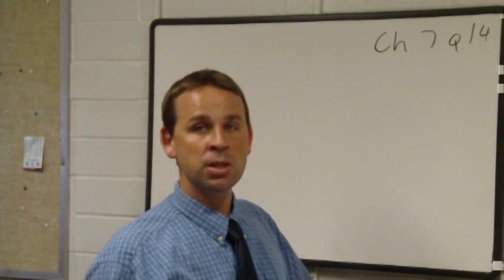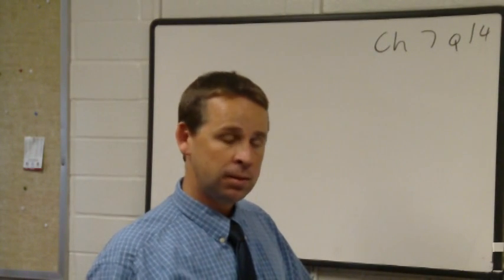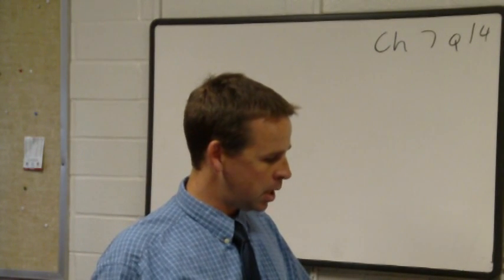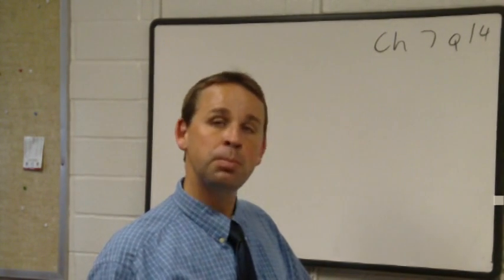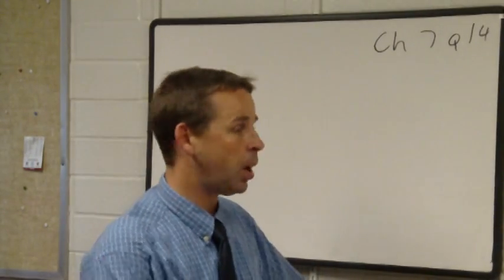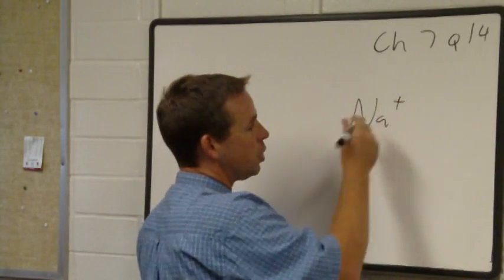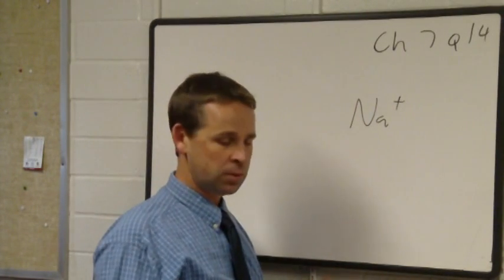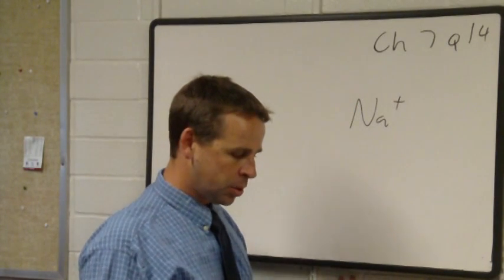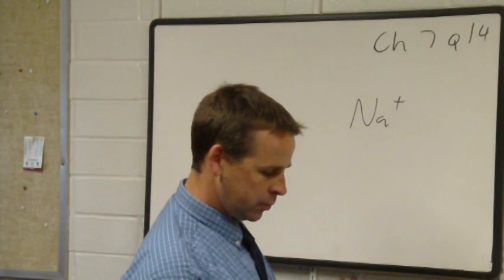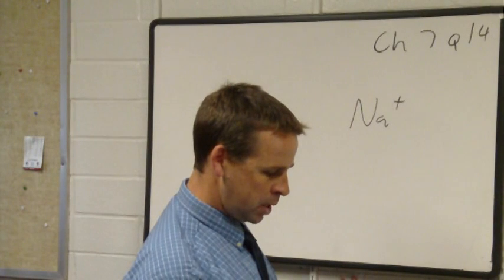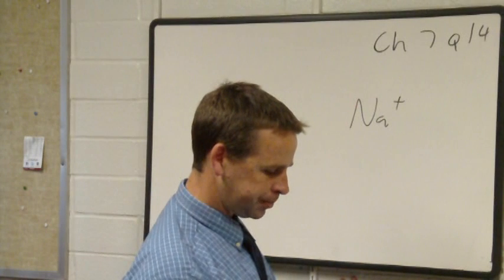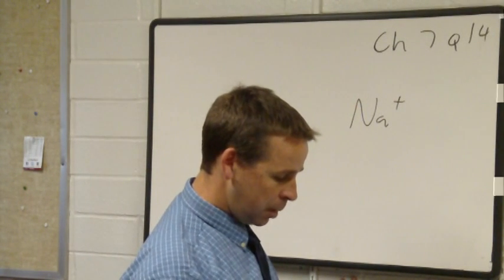F minus, how many electrons does that have? Fluorine has 9, and if we add another electron, that's 10 also. So neon also has 10. And sodium plus, a positively charged sodium, how many electrons does it have? Sodium itself has 11 electrons, but with a positive charge it has lost an electron, so it has 10. So the first one, O2 minus, F minus, neon, and Na plus, should be isoelectronic.